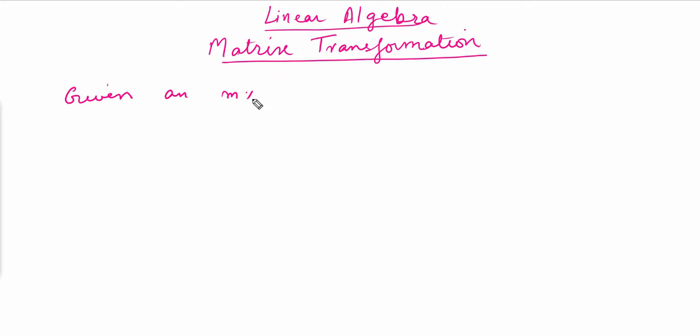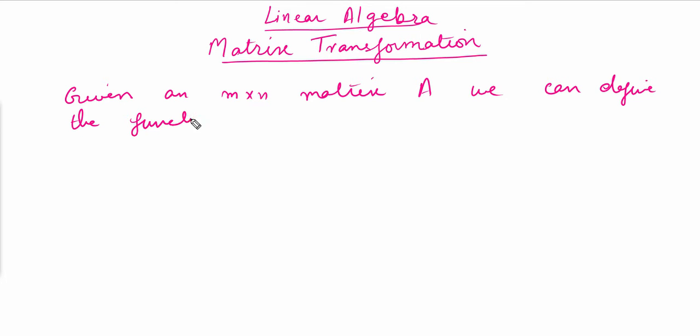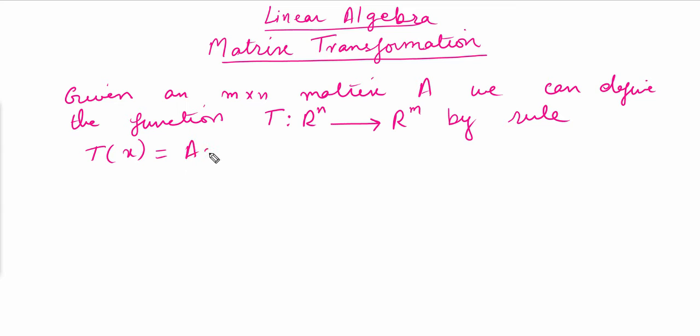an M cross N matrix A, we can define the function of transformation such that the matrix R with order n to M, by the rule T of x equals A of x.